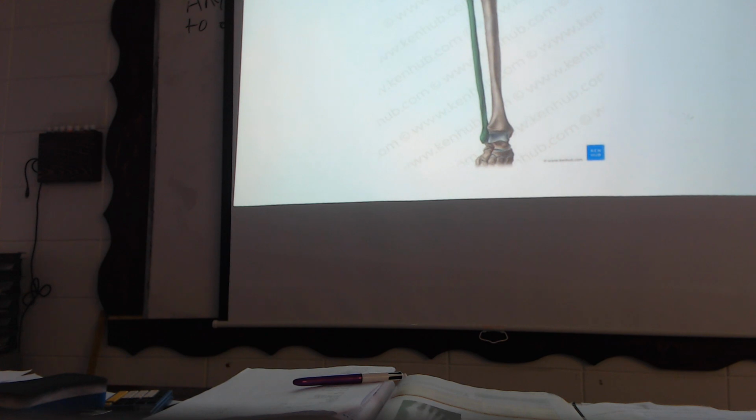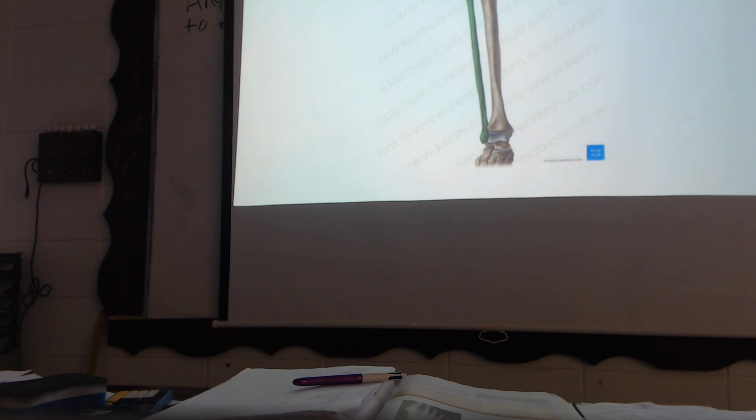Ready? Bone. Starts with a C. Calcaneus. Yes, calcaneus. What's the grouping of bones it's in? The heel. Tarsals. Yep, the tarsals.